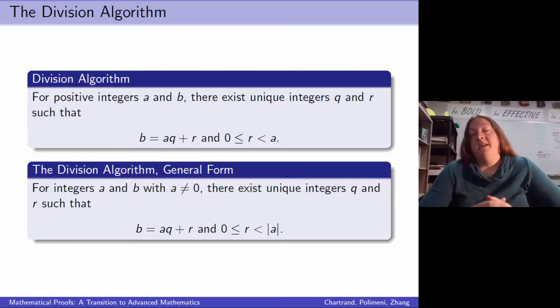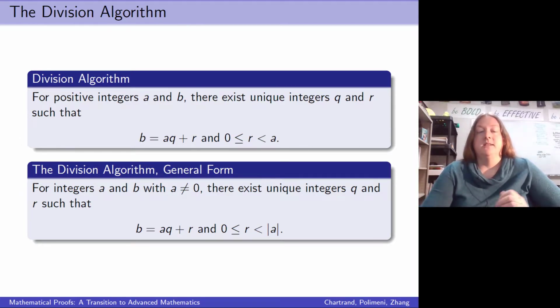So if we have a and b with a not equal to 0, then we still have unique integers q and r such that b equals a times q plus r, and r is greater than or equal to 0 and less than the absolute value of a. So our a value in this case could, of course, be negative, since we're looking at integers, which encompass all of the integers but 0.